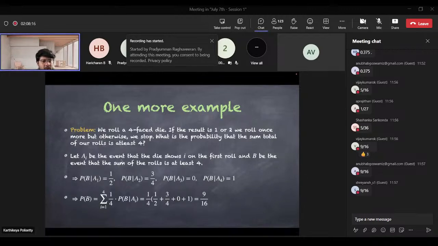So applying the total probability theorem, since all P of A_i equal 1 by 4, we can write it as the sum over i equal to 1 to 4 of 1 by 4 times P of B given A_i, which is 1 by 4 times (1 by 2 plus 3 by 4 plus 0 plus 1), which is 9 upon 16. I could see many of you gave 9 upon 16. Yes, it's correct.